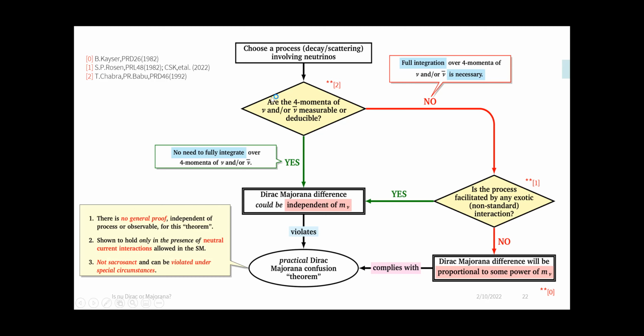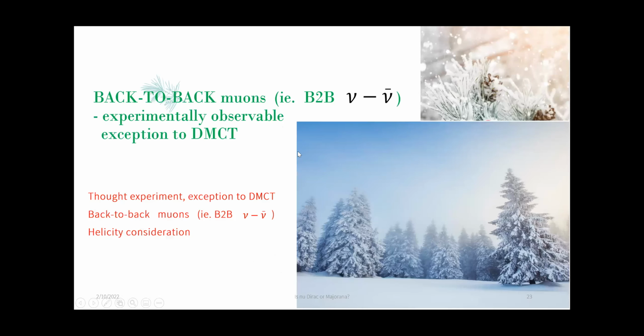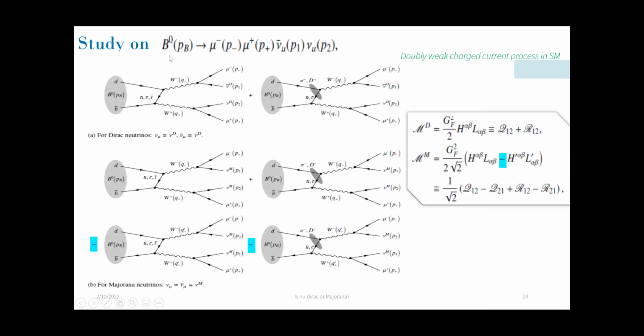One is how to deduce some observable neutrino momenta. That's one thing. The second part of my talk, I'm just giving ideas today, is some neutrino, some new physics effect. So the first one is something like B0 goes to mu mu nu nu bar, okay?